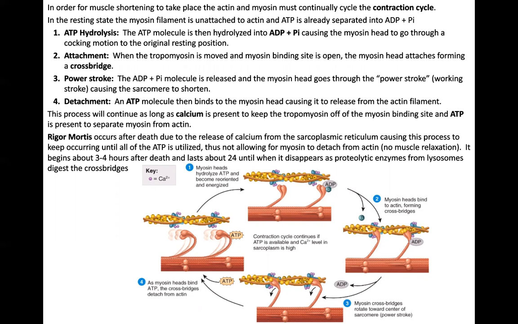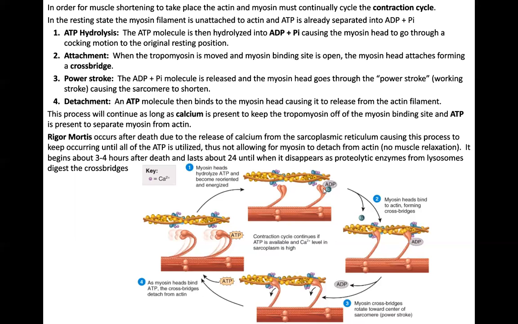Okay. In the resting state, the myosin filament is unattached to actin, and ATP is already separated into ADP and Pi. That's basically where we're at with step one, and that's what we see here at the top of our figure. There's not an attachment, not yet anyway, between the myosin and the actin, so there's no cross bridge. But importantly, what's happened is the myosin heads have gone from the flexed state to the cocked or extended state.